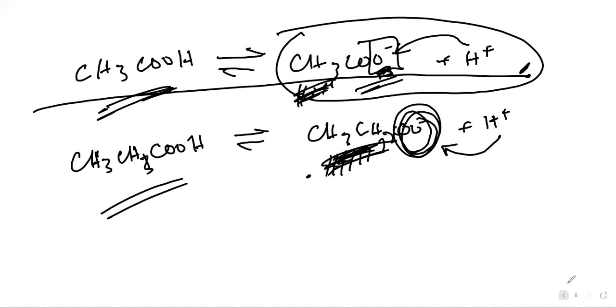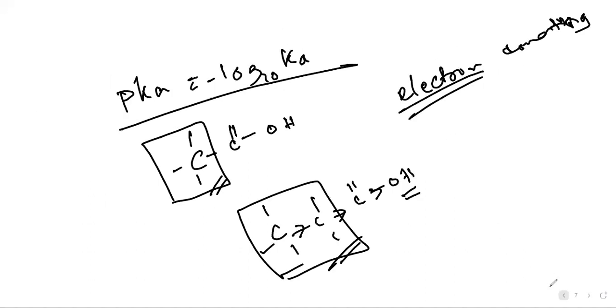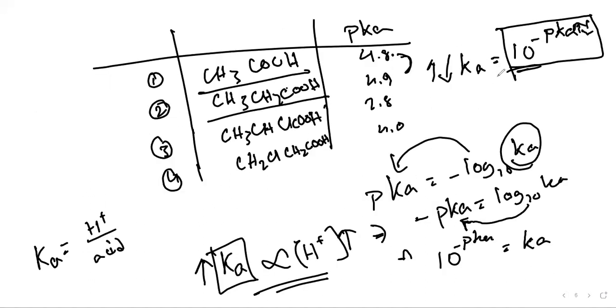That's why the pK value of this is greater. The pK value of the second term is increased. So if you place the higher pK value here, we see the K value decrease. And we know K and H plus are directly proportional, so when the K value decreases, the H plus value decreases. That means the concentration of H plus is actually decreasing.